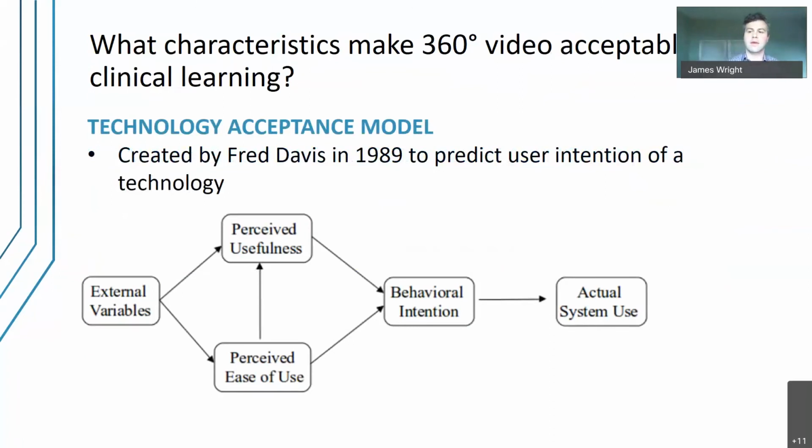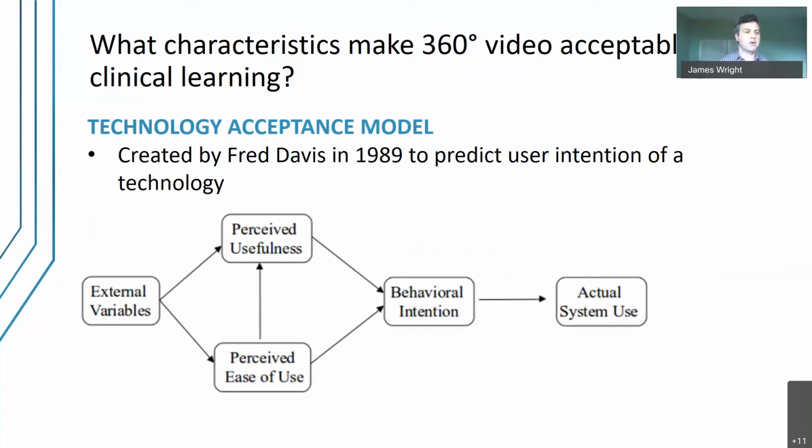Understanding the characteristics that make a technology acceptable helps designers create highly valuable solutions. Many researchers follow the technology acceptance model, which was created in 1989 by Fred Davis for the IT industry. And what I like about this is simply this model shows that people intend to use a technology dependent upon the perception of its usefulness and ease of use.